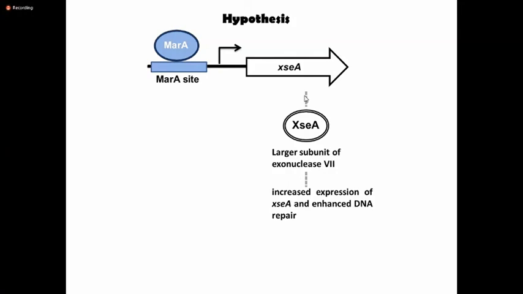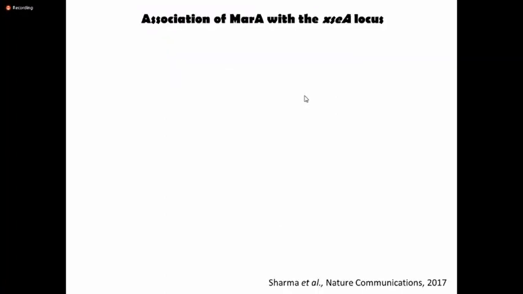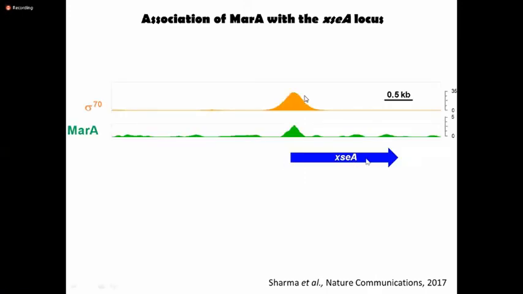So let's start with the first part of the hypothesis, where MAR-A binds and expresses xseA. To prove that, I'll first show you how MAR-A is associated with the xseA locus. You can see this is the xseA gene, and the MAR-A peak is here, which means there is the MAR box, and MAR-A is binding at the same time as RNA polymerase, which is a very good indication that MAR-A is activating the xseA gene. So it only suggests, but we need to test it out.